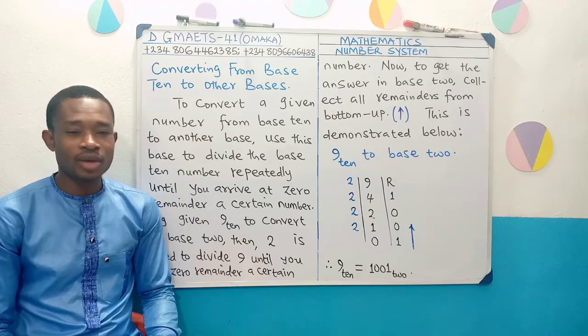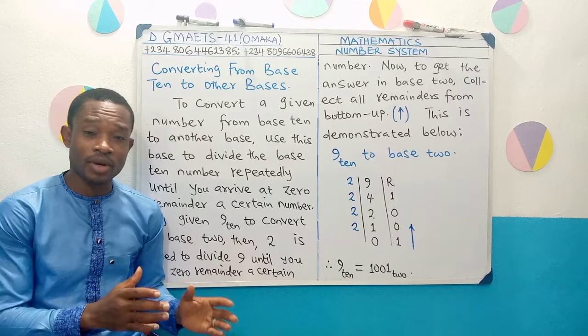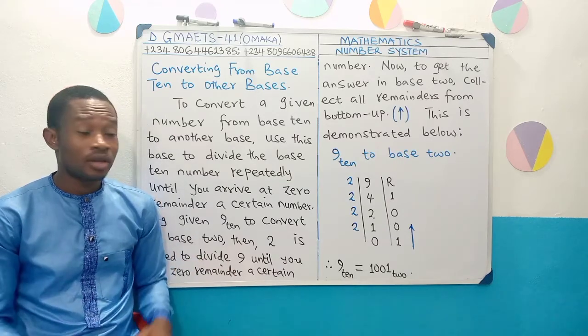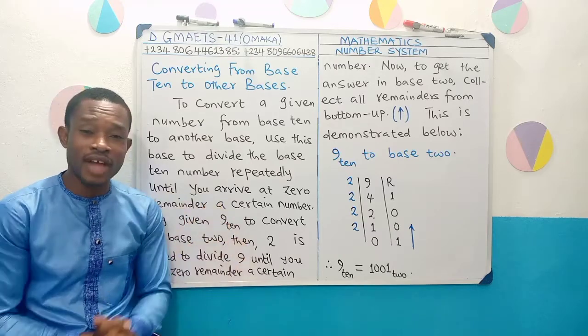Quickly, how do we convert a number from base 10 to another base? On the board here we have a short note explaining that.